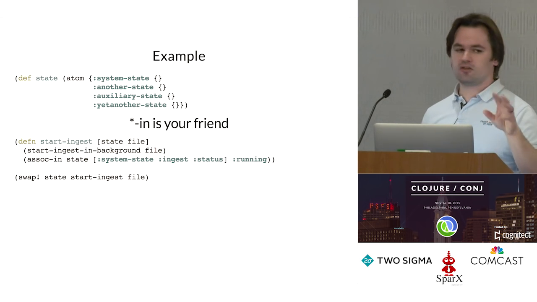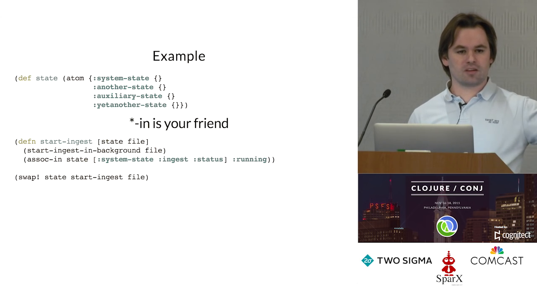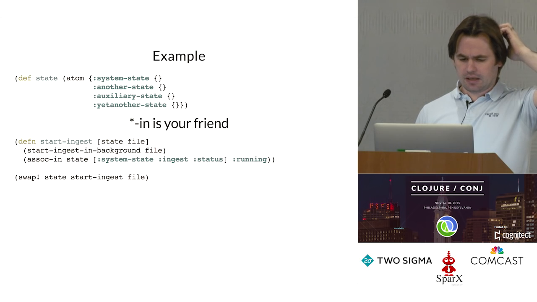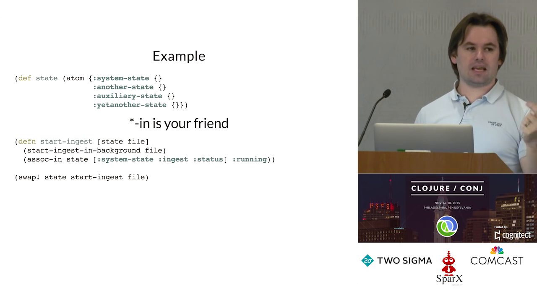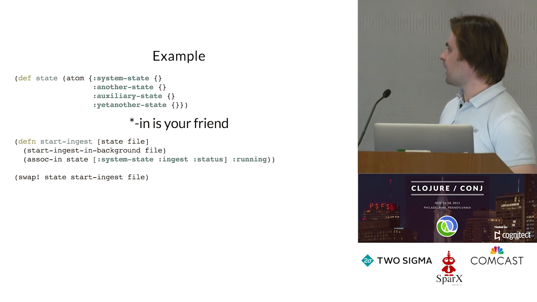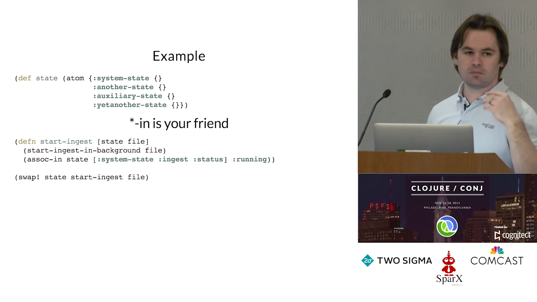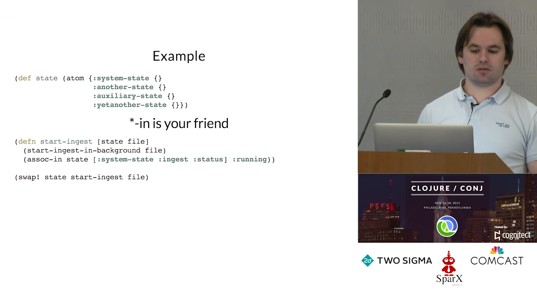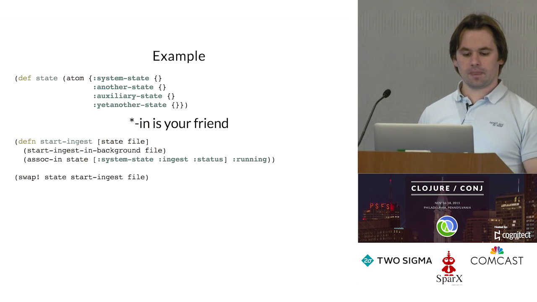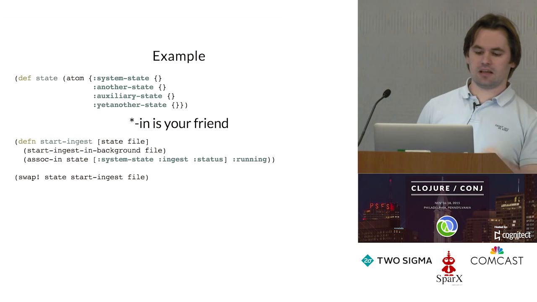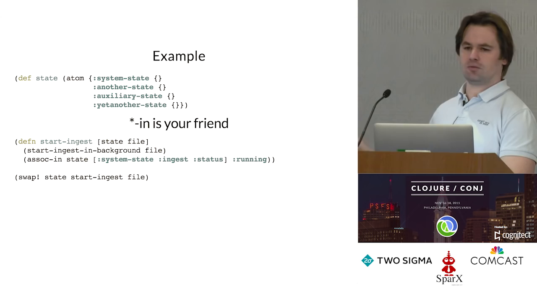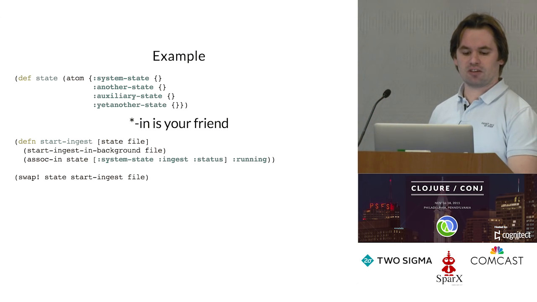The idea is that the start-ingest function starts some system, and for the other functions to know, you need to update some state. It gets passed the state as an argument, not the atom but the actual state, and some random arguments, for example a file to ingest, and then it starts some background process to actually process the file. And after that, it assoc-ins into system state, ingest status, the value that this is running. So that's not actual production-safe code because all things could go wrong here. There's no error handling.